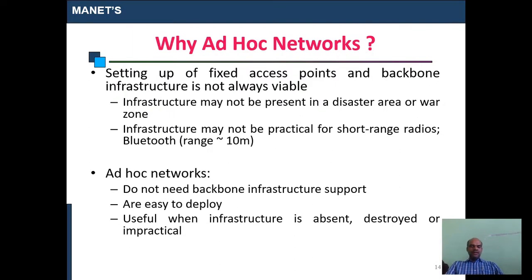Then why do we need ad hoc networks? Setting up fixed access points and backbone infrastructure is not always viable. For example, the infrastructure may not be present in a disaster area or war zone, or infrastructure may not be practical for short-range radios like Bluetooth, within a range of 10 meters. These ad hoc networks need no backbone infrastructure support, and can easily be deployed and are useful when infrastructure is absent, destroyed, or impractical.